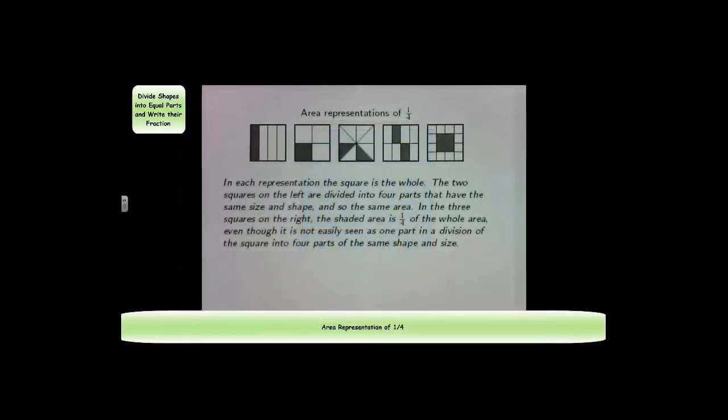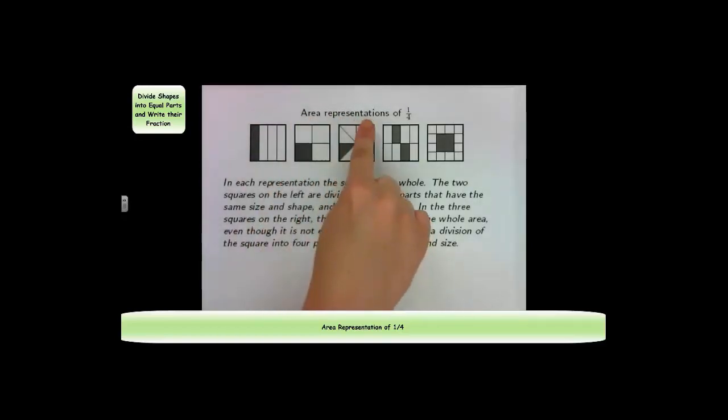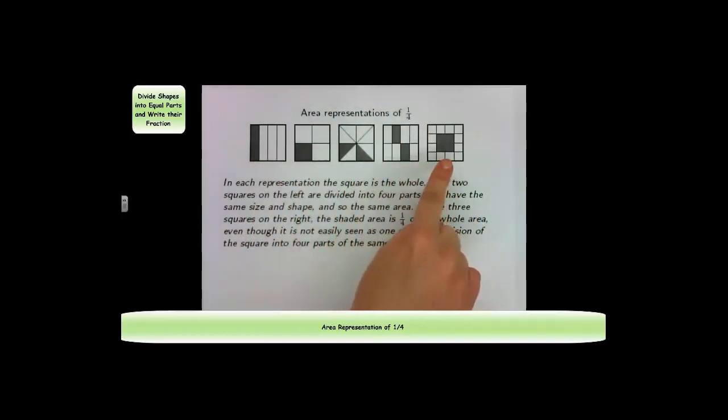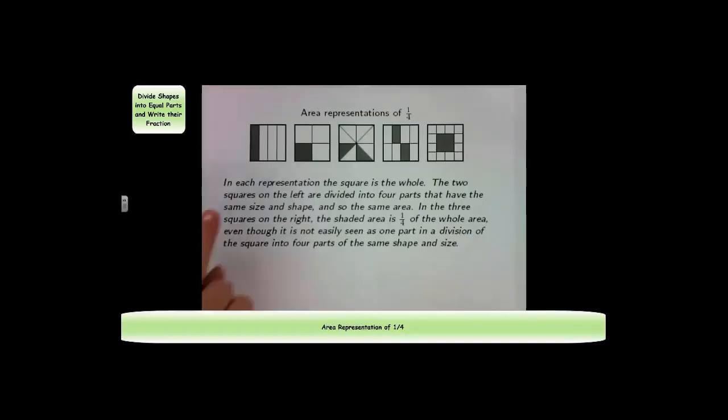As students learn how to divide shapes into equal pieces, they start experimenting with making different representations of fractions. So here you can see I have area representations of 1/4. Each of these squares represents 1 whole, and they are partitioned or divided into 1/4 pieces, and they're done differently. So you can see in each representation, the square is the whole.